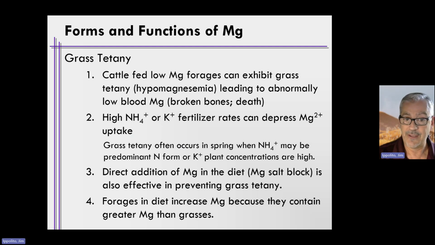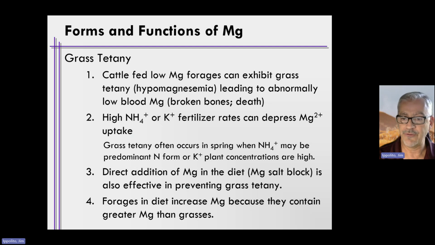It's important to note that grass tetany often occurs in the spring when ammonium may dominate the amount of nitrogen present in a soil. This happens simply over the winter, where organic nitrogen is mineralized and released as ammonium. That builds up, and then when the season progresses, ammonium can be converted through nitrification to nitrate. Grass tetany can also occur when potassium plant concentrations are high, perhaps when you simply apply too much potassium fertilizer.